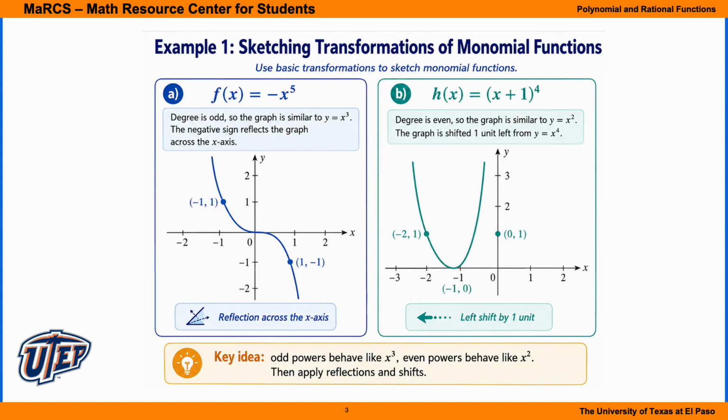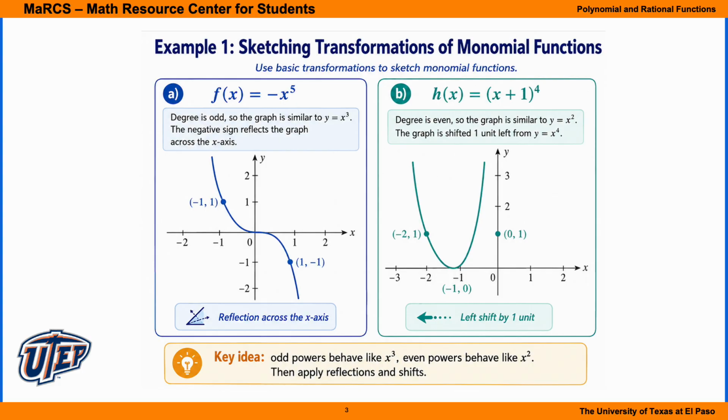Here we have some examples of sketching transformations of monomial functions. One key thing to remember is that odd powers will behave like the function x cubed, and even powers will behave like the function x squared. For example, 1a, we have f of x is equal to negative x to the power of 5. Since our degree is odd, the function will behave like x cubed. And since we have a negative in front of the x, that sign will reflect the graph across the x-axis.